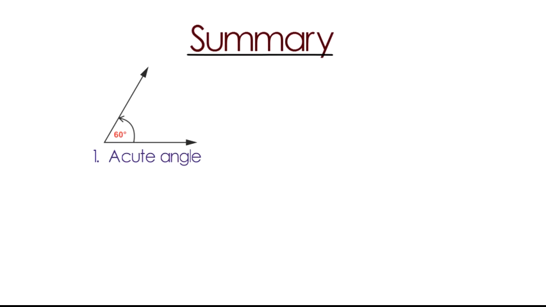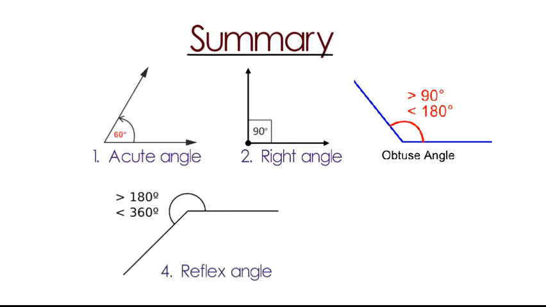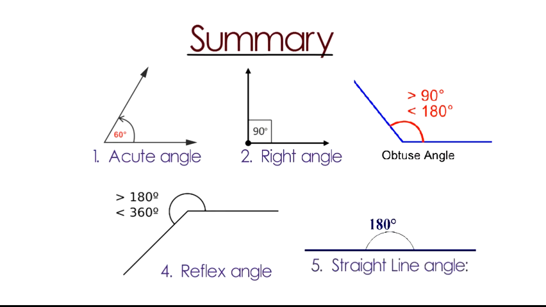Let's summarize these angles before we answer some questions. 1. An acute angle is greater than 0, but less than 90. 2. A right angle is equal to 90. 3. An obtuse angle is greater than 90, but less than 180. 4. A reflex angle is greater than 180, but less than 360. 5. A straight line angle is equal to 180.